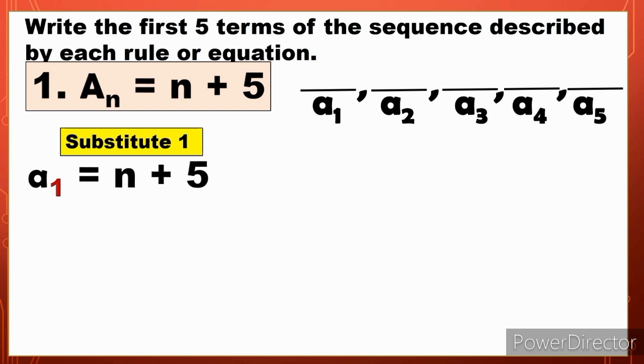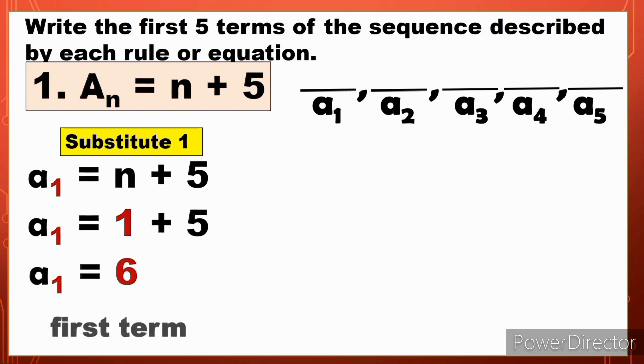Okay, so a sub 1 equals n plus 5. Papalitan natin ng 1 yung n. Okay, so it becomes a sub 1 equals 1 plus 5. Then 1 plus 5 equals 6. So a sub 1 equals 6. Therefore, our first term is 6.